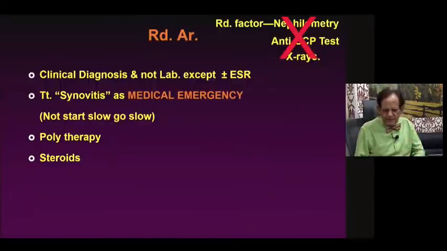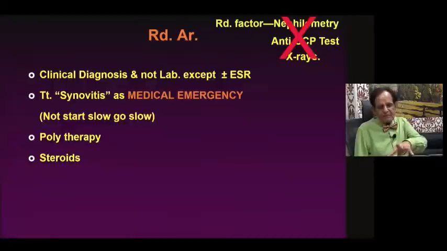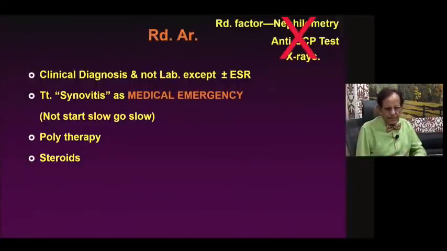It's a medical emergency. If you don't treat fast, then the fingers become deformed. So, all these deformed fingers which you used to see in the past are because of wrong treatment, late treatment. Treatment should start immediately. It's an emergency. Otherwise, fingers will become like that. And what is most important is we give them polytherapy. What is polytherapy? Not one drug, 4 drugs, 5 drugs.